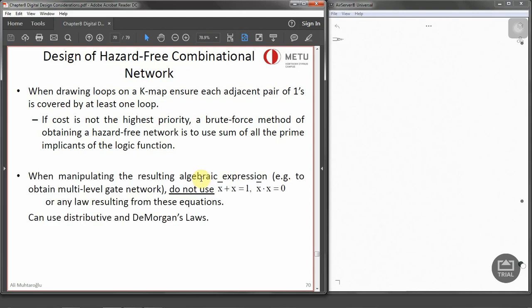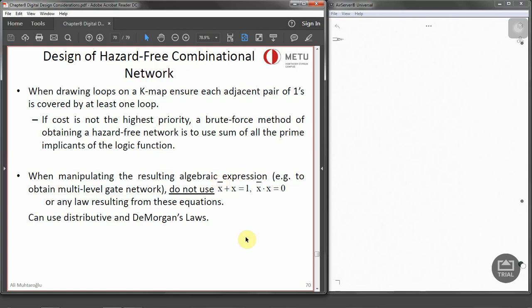If the cost is a problem, we have to be careful how to balance it. When manipulating the algebraic expression, do not use x prime plus x equals 1, or x prime dot x equals 0, or any similar equations. You can use the distributive law or De Morgan's law to simplify it, but if you use those, you might get rid of a node and it might cause a hazard in the network.